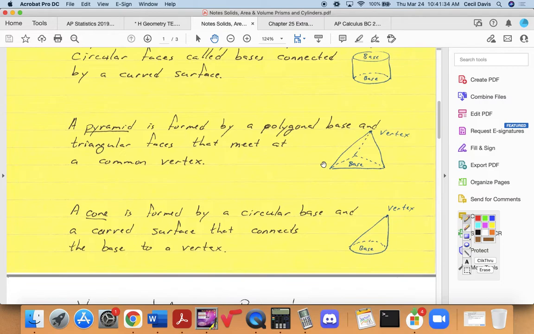So would it have more than 3 sides if it was a hexagon? More than 3 faces? Yes, it would have a base, and then it would have 6 faces going up to the common vertex.